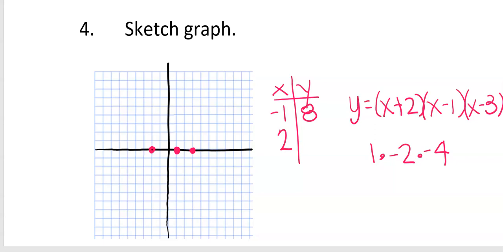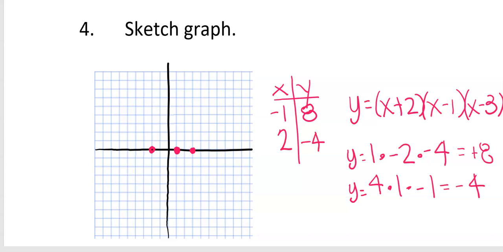I'm going to plug a 2 in there as well. So 2 plus 2 is 4. 2 minus 1 is 1. 2 minus 3 would be -1. So here I get -4. What those points do is it kind of tells you what's going on in between them and what direction this graph is going to go. So at 2, -4, I'm going to put a point, and at -1, 8, I'm going to put another point.